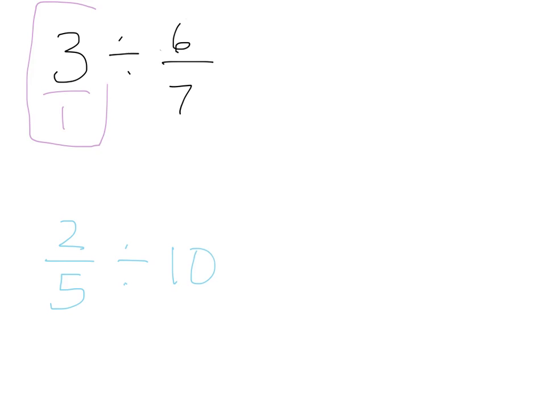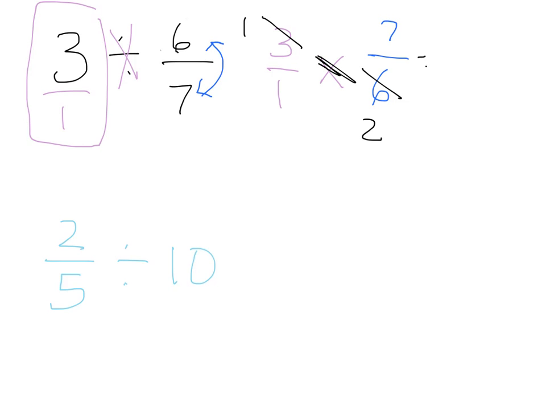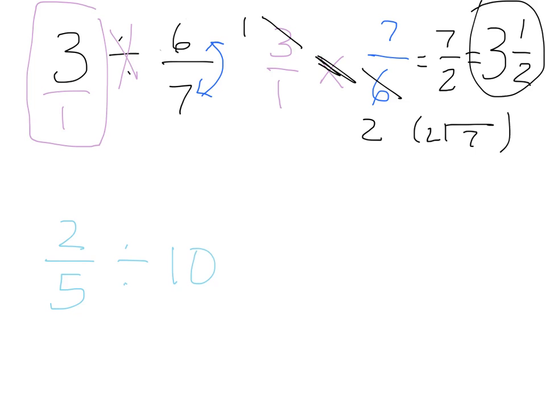This fraction stays the same. I'm rewriting the problem. 3 over 1 can't happen with division. Multiply. You have to flip this. 7 becomes the numerator, 6 becomes the denominator. We have a new problem on our hands. These two are compatible. Divide by 3, divide by 3. 7 over 2, which we know is really 2 into 7. Our answer is 3 1/2. So hopefully you got that.